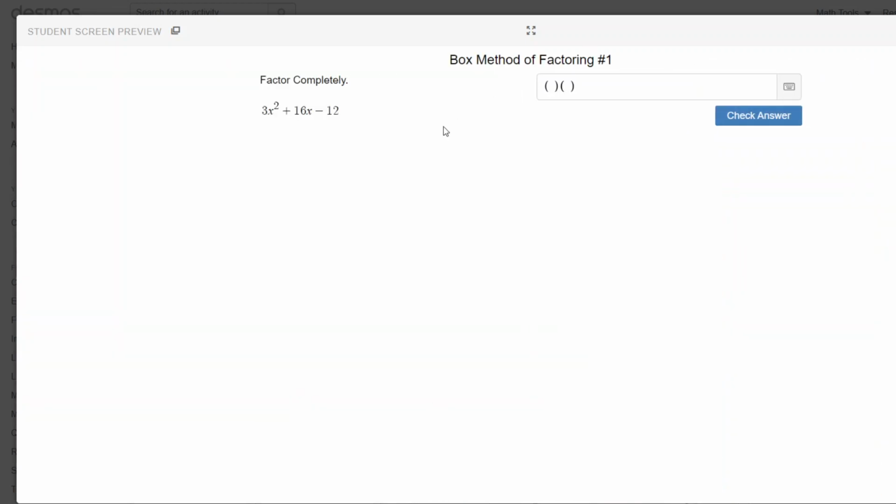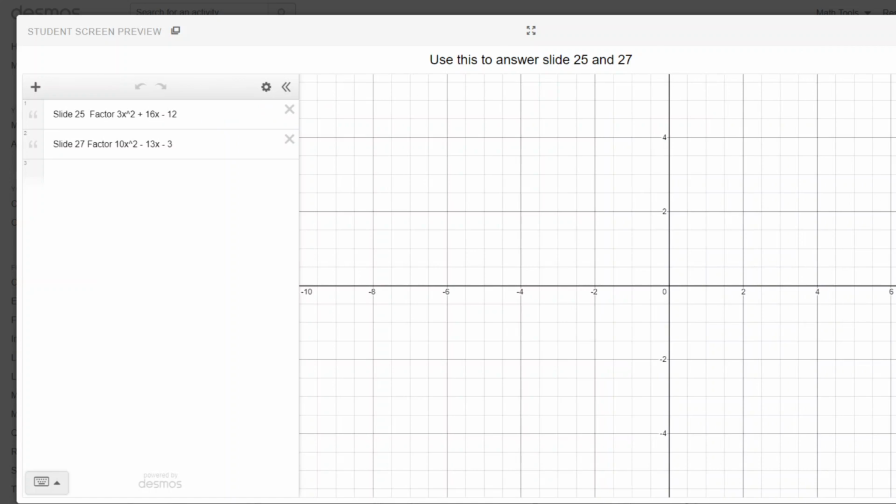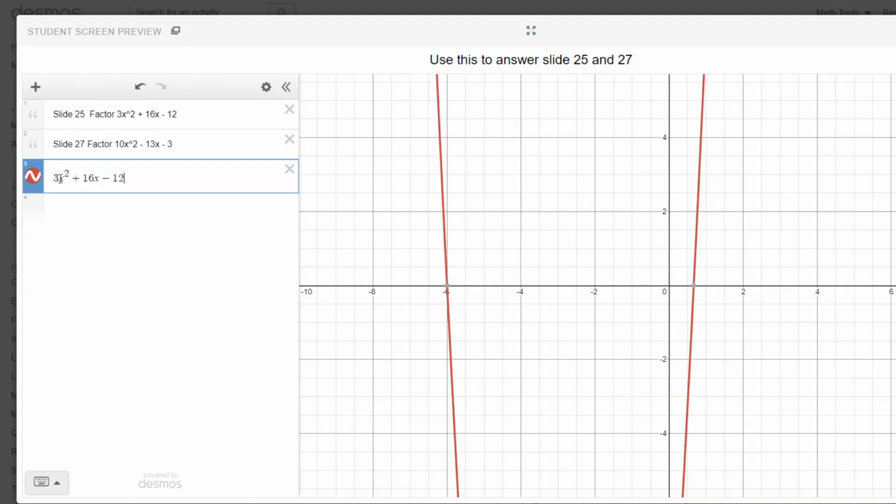Stay strong. Alright, what do we got here? 3x squared plus 16x minus 12. So I think what we're going to need is, yeah, here we go. So we need this one for slide 25. And this time I didn't actually type it out. I'm going to make you guys type it out. The question is there so you can see it.